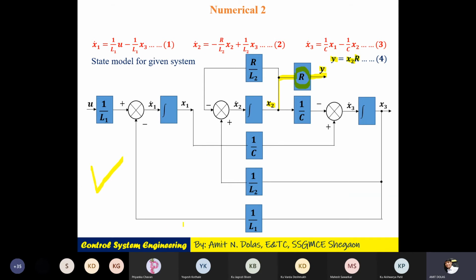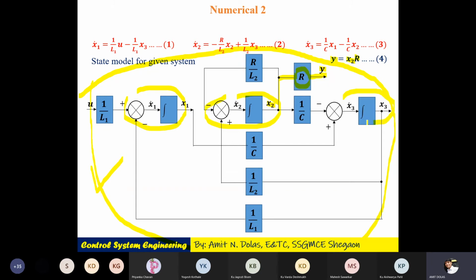Very easy. And it is not necessary that you assemble this in this fashion. If you take these three blocks 1, 2 and 3 one below the other, then it's okay. But whatever the logic connections as per the equations, they must be correct. It is not necessary that you assemble it in this fashion. Is it? So this is all about numerical number 2.